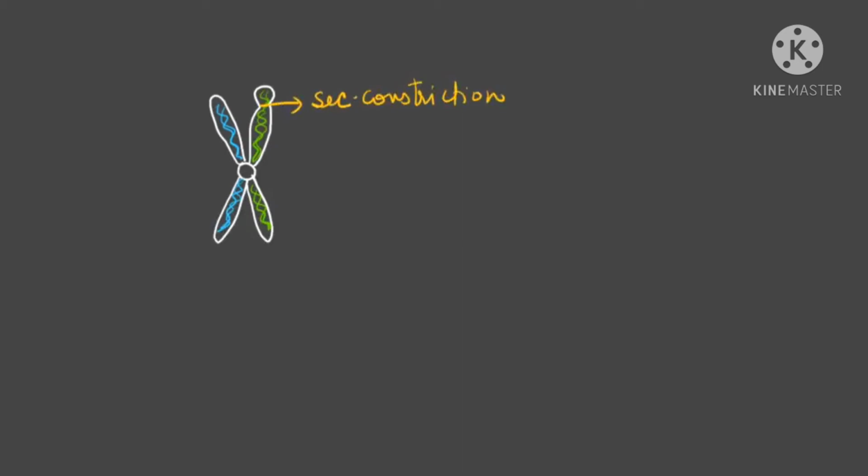As a result, the structure which is made is a bulb-like, knob-like structure. So this is known as satellite. Telomeres will be there, a total of 4 only. These tips are known as telomeres, okay? And you will have this kinetochore also. This is the proteinaceous disc, the kinetochore, which is present.